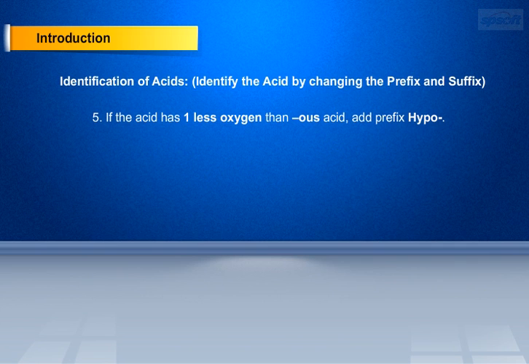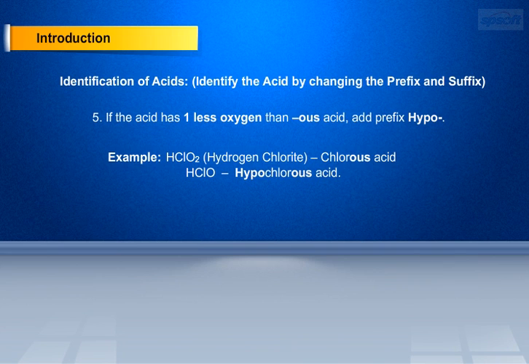Rule 5. If the acid has one less oxygen compared to ous acid, add prefix hypo. Example, HClO, hypochlorous acid. Using rule 3, we know hydrogen chloride is an acid, that is chlorous acid. To this chlorous acid anion we decreased one oxygen, that is ClO. So, for chlorous acid, we add hypo as prefix to it.